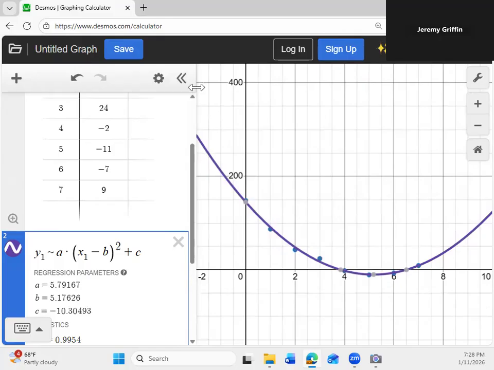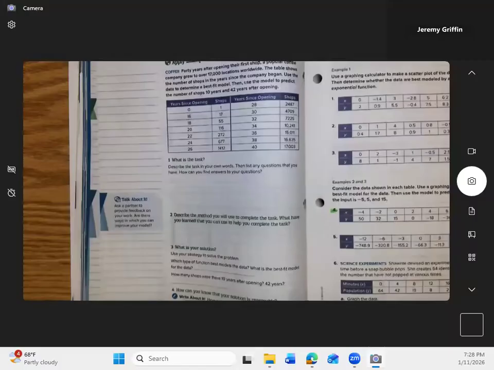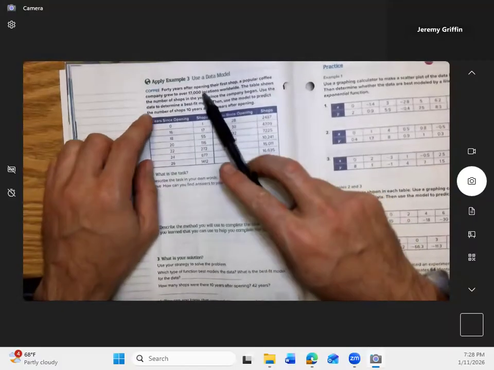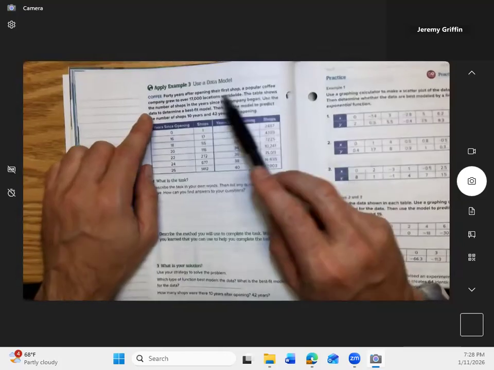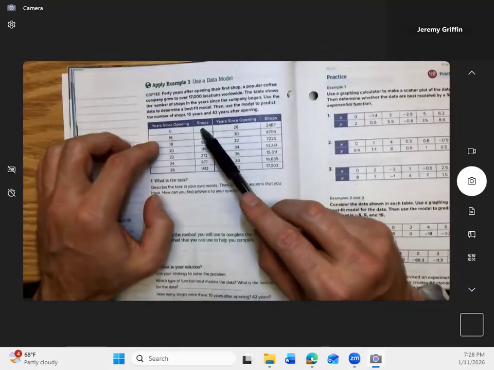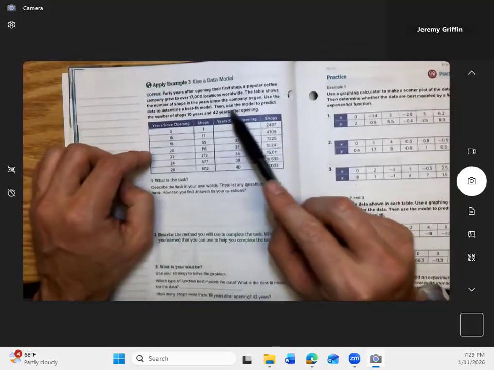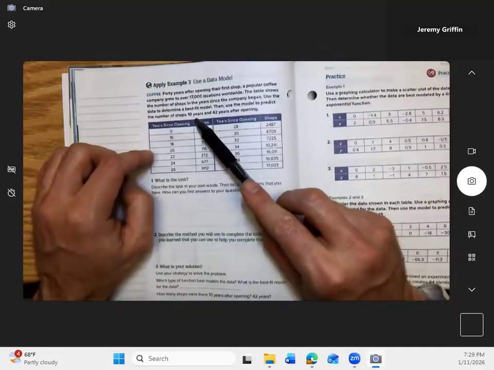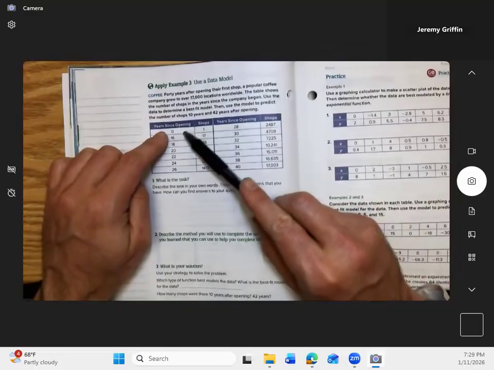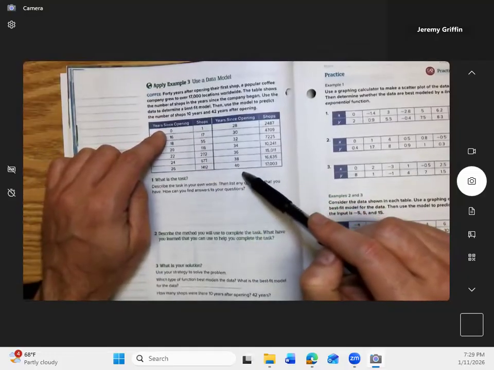All right, go on to the next one. Next one. All right, what is this? Use a data model. Right, so 40 years since opening their first shop, a popular coffee company grew to over 17,000 locations worldwide. The table shows the number of shops since the company began. Use the model to predict the number of shops 10 years and 42 years after opening. So 10 years is closer to the beginning, and 42 years is just after the data ends.